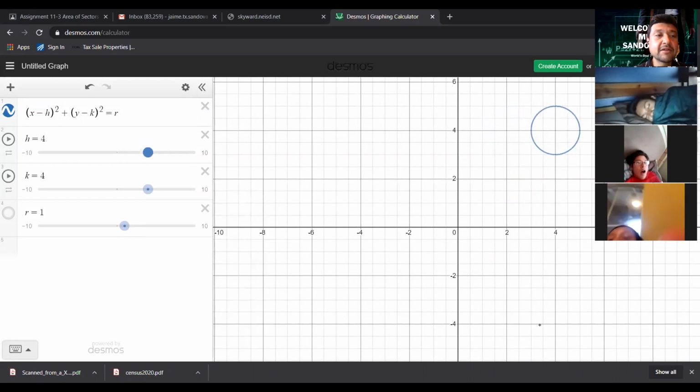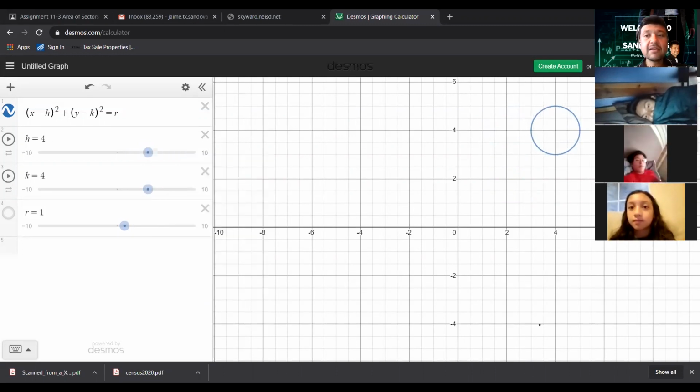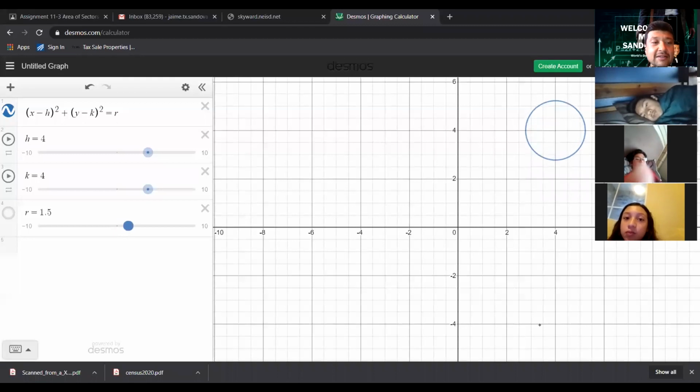Okay, Marcus, suppose I wanted to make the circle bigger. Because right now, it only has a radius of 1. If I wanted to make a radius of 2, what would I need to do? Change the R to 2 or 4. Okay. Which one is this? Is it 2? 4. Does that make a radius of 2 right here?